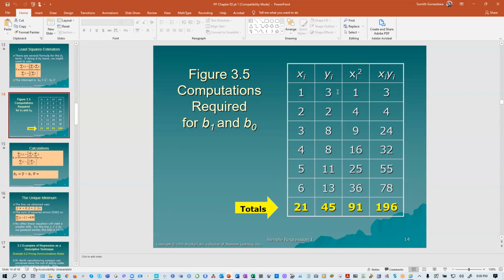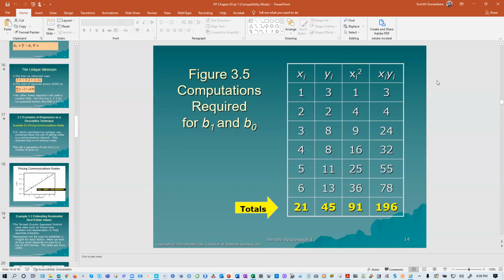Their gap is how much? 3 minus 2, y minus y hat. You can include another column over here, and that column would be y hat. So this y hat would be 2. And then you can get the error, e_i, in that column. The error should be 3 minus the value over here, 2, which is 1. Those error terms, we are really interested in error terms.